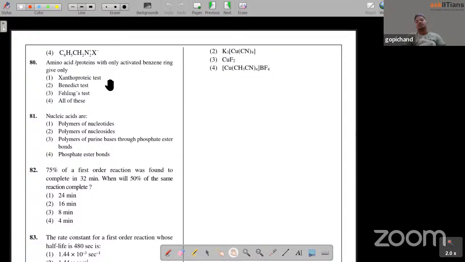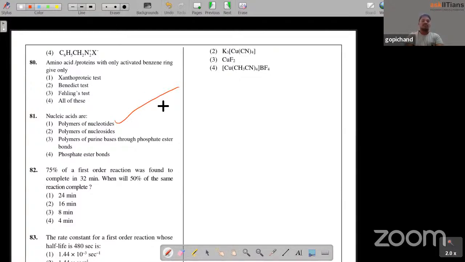Benedict's and Fehling's solutions can be used for the carbonyl compounds as well. Nucleic acids are polymers of nucleotides, and nucleotides are linked through phosphodiester linkages. And we can say the polymers of the nucleotides, a direct NCERT question, will become the nucleic acid.